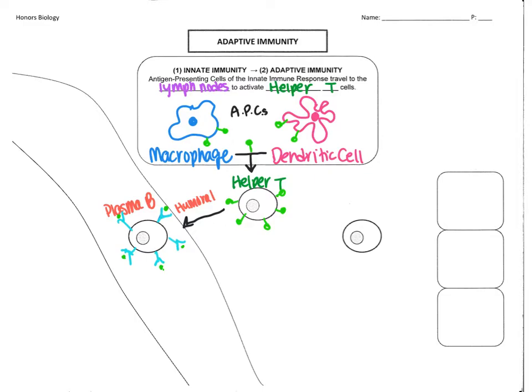Now this plasma B cell is going to start releasing tons of these very specific antibodies into the bloodstream and the lymph fluid. And these antibodies are just going to float around, and they are basically going to look for these invading pathogens. So say we've got some viruses. I'm going to draw some viruses over here. Could be coronavirus, could be flu virus.